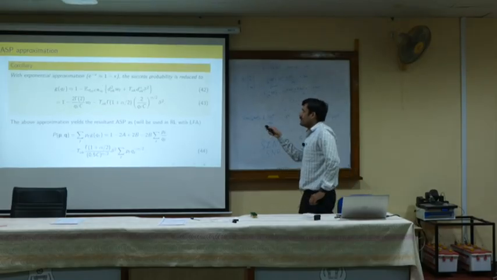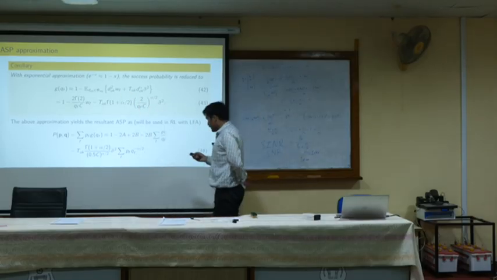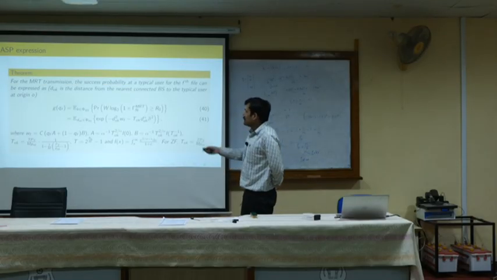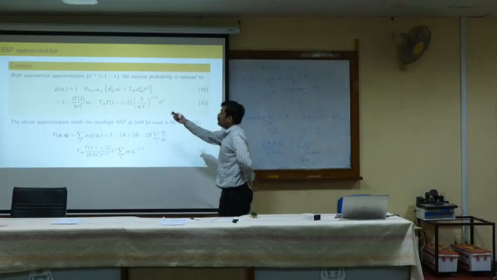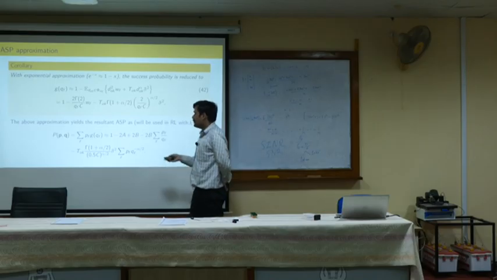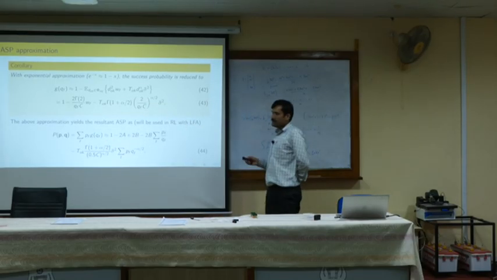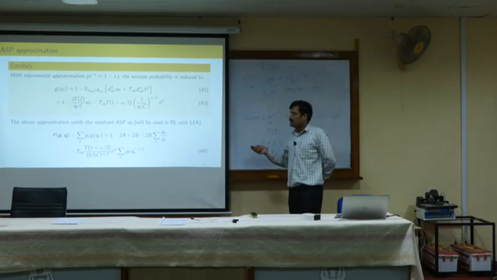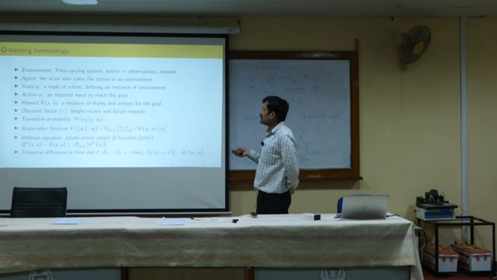So next we have presented this approximation, e to the power minus x equals 1 minus x. In this expression, if we put it, we will get some approximation for GQF that is given by like this, and if we average over all files, we will get some expression like this. We will use this expression to propose one Q-learning algorithm. Okay. So this is the general idea.